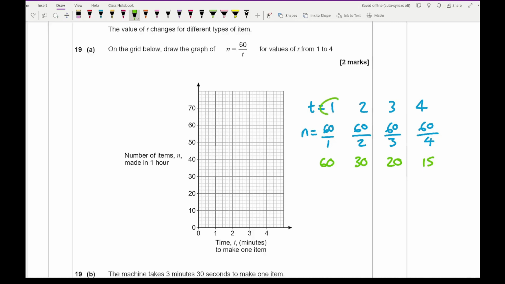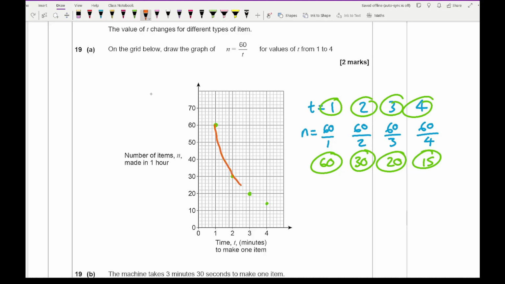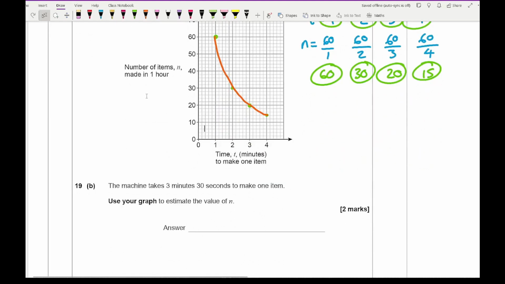So the points I then want to plot are 1, 60, so that's there. The next one is 2, 30, which is there. Then 3, 20, which is there. And 4, 15, which is there. And then all that's left for me to do is to join those points up, being as accurate as possible. It then says the machine takes 3 minutes 30 seconds to make one item. Use the graph to estimate the value of n.